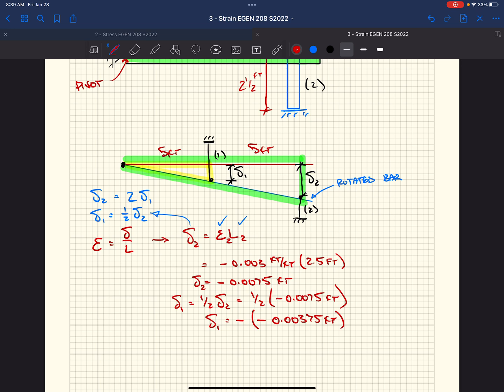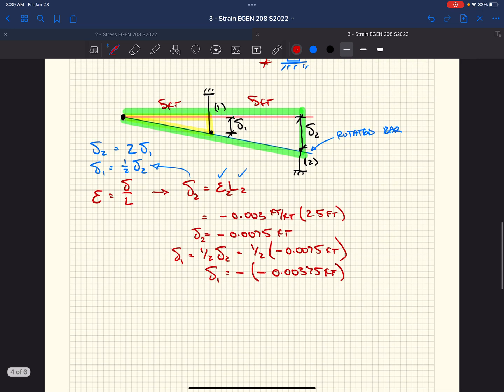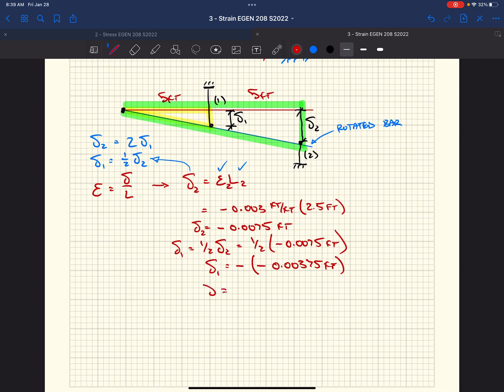Any ideas? Yeah, it's getting longer. Rod 1 is hung from up above. As we go clockwise, if rod 2 gets shorter, rod 1 gets longer. So I need to make the sign opposite. So now we have a positive delta 1 equal to 0.00375 feet.